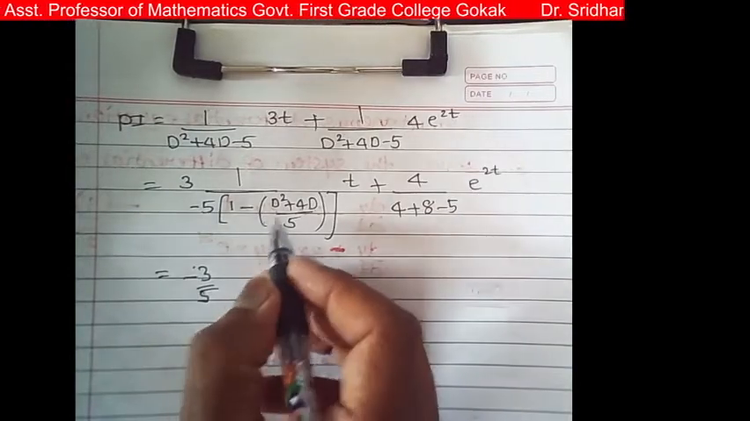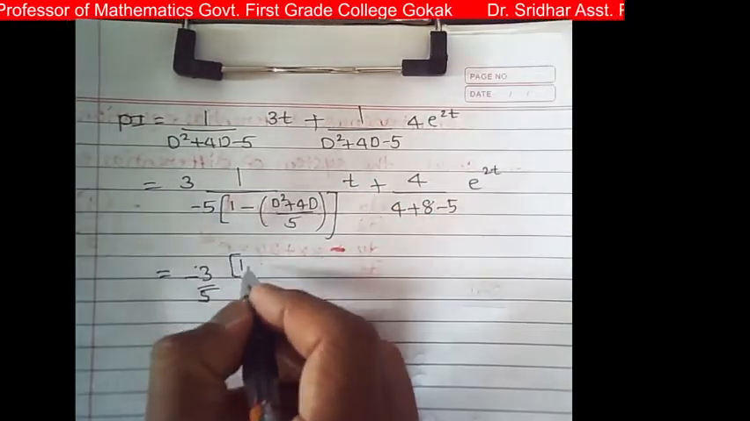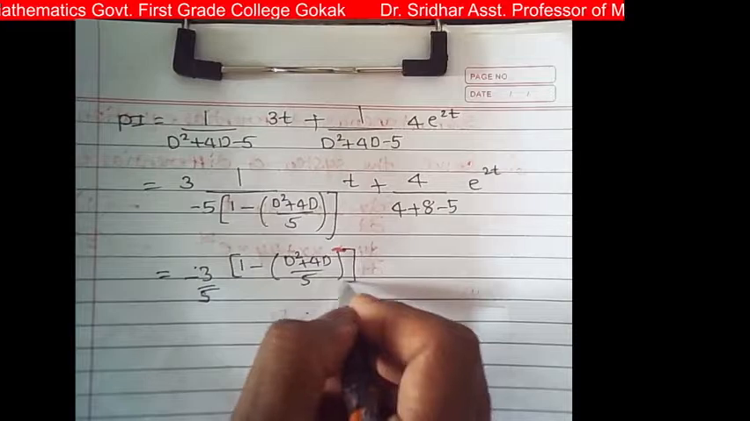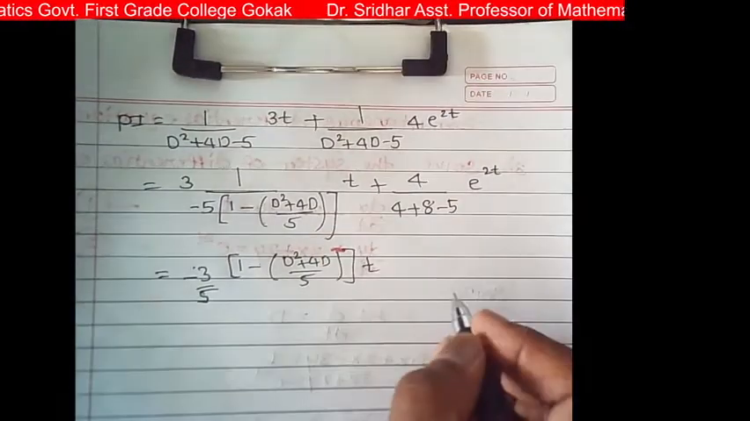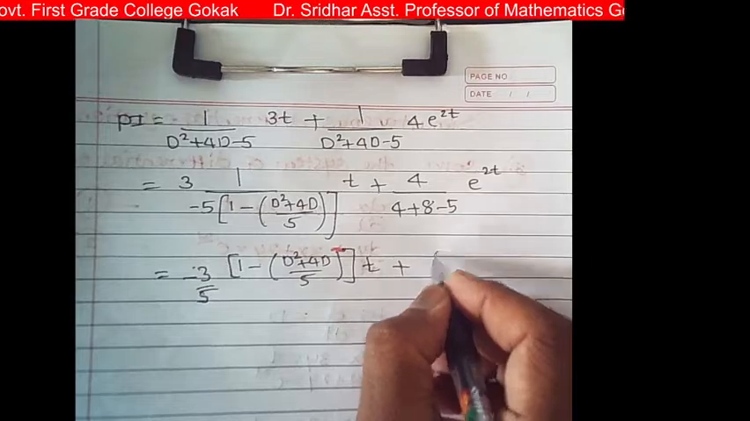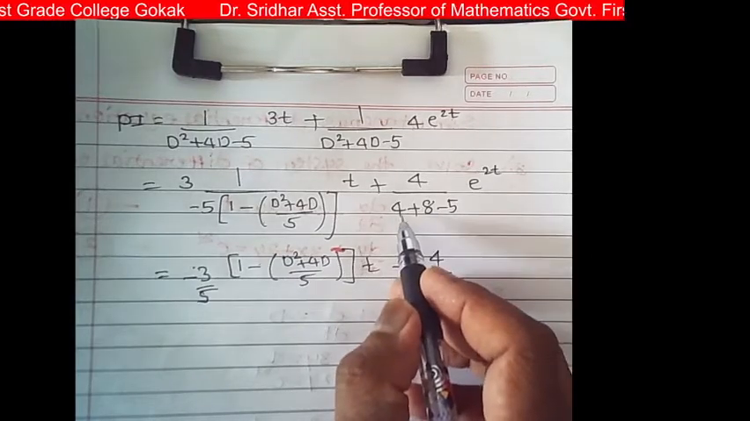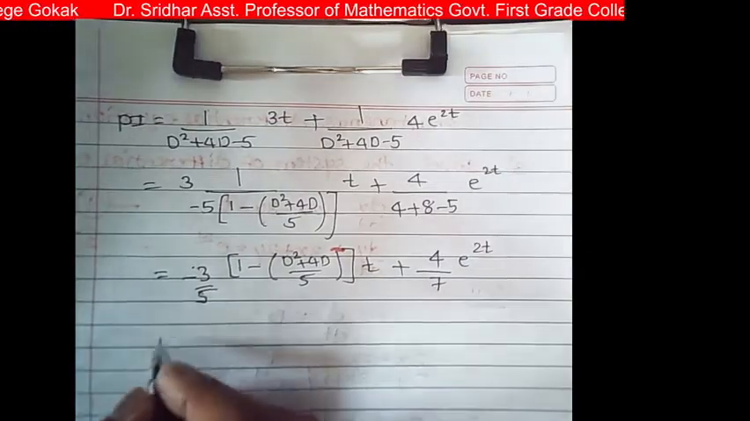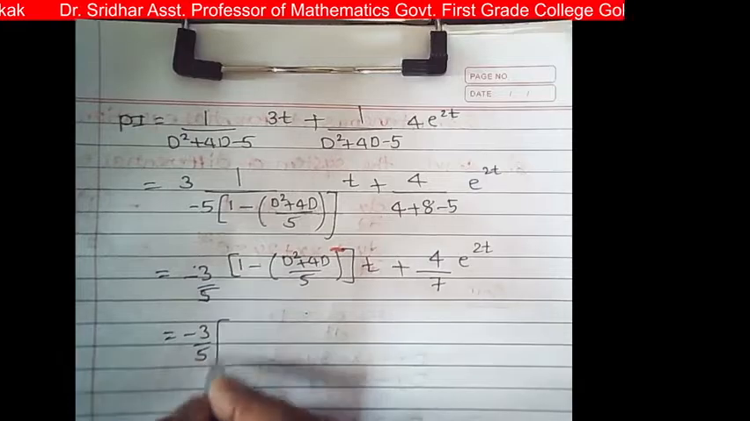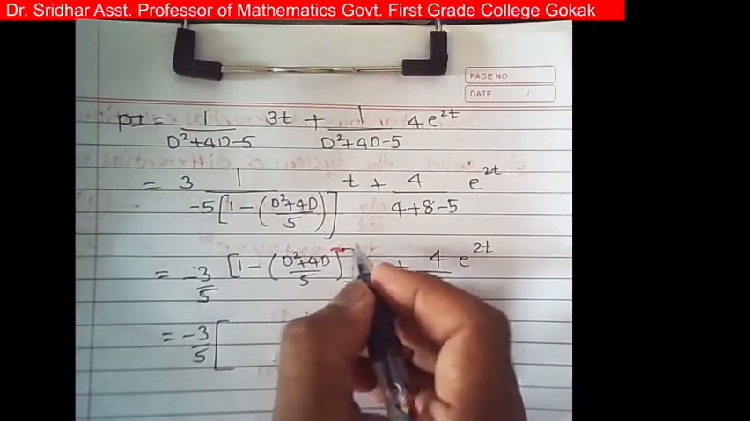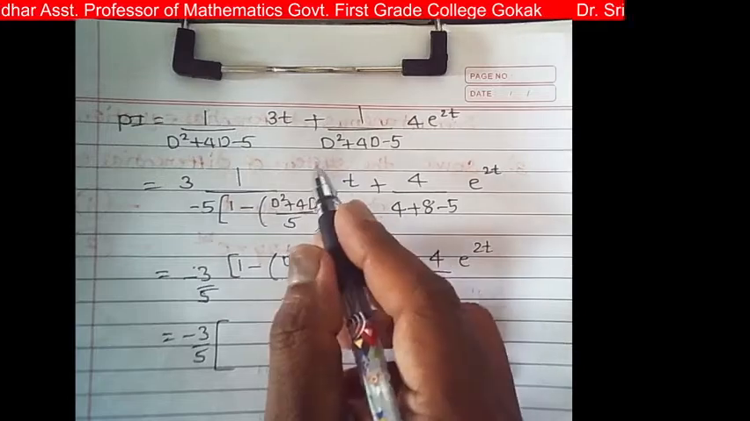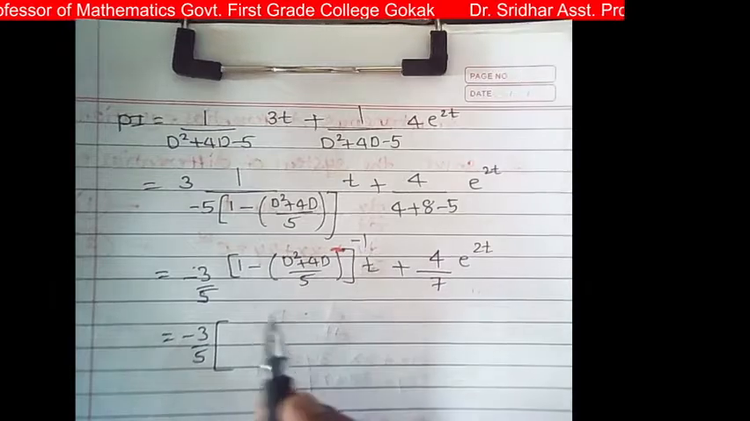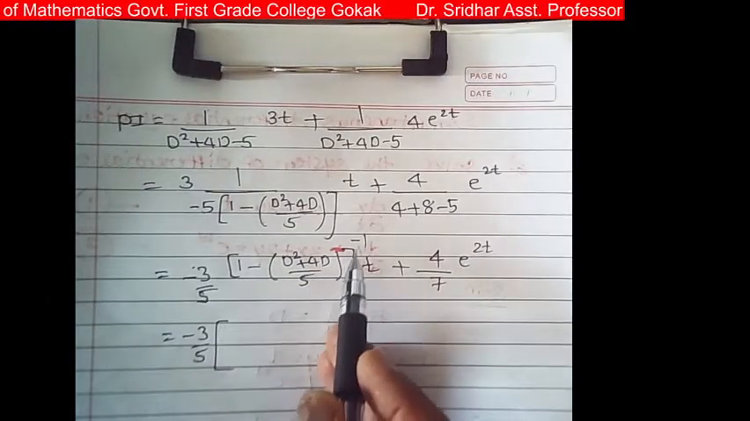So this is equal to, now this minus 3 by 5 I will write as it is. Now bring this term in the numerator, which is 1 minus D square plus 4D divided by 5, which is to be operated on t. Then simplify this, 4 divided by 8 plus 4, 12, 12 minus 5, that is 7, e raised to 2t, or minus 3 by 5 divided by, now expand. This is raised to minus 1, sorry, it is plus 1 when it comes to the numerator, then it becomes minus 1.